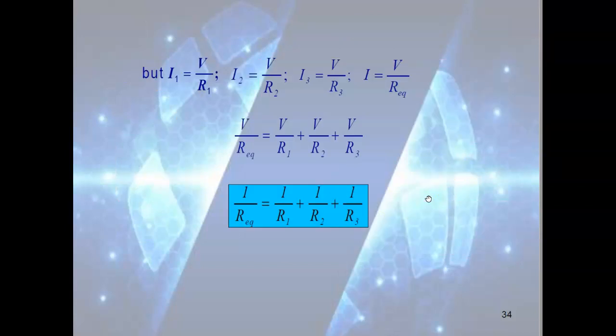And as for the equivalent resistance, by applying Ohm's law, you will get these expressions of the equivalent resistance. So if I need to find the equivalent resistance, then I have to use this equation. So this is the equation of the equivalent resistance in a parallel circuit of resistors.